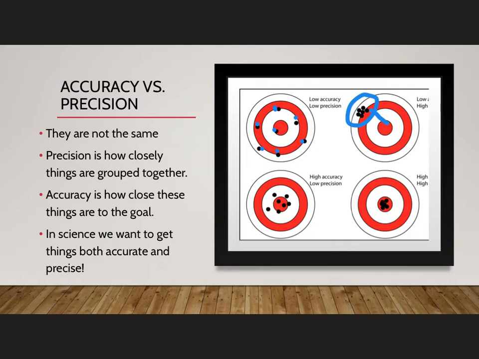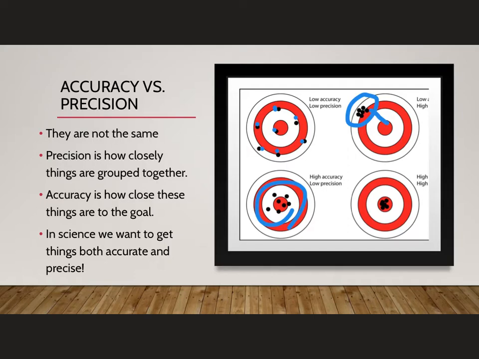And then again, you can also have the counter of that, which is high accuracy, where we're all hitting around there, but they're still spread out pretty much. So we do get close to the goal that we're looking for, but we don't quite get it there every time. That's low precision, but high accuracy.